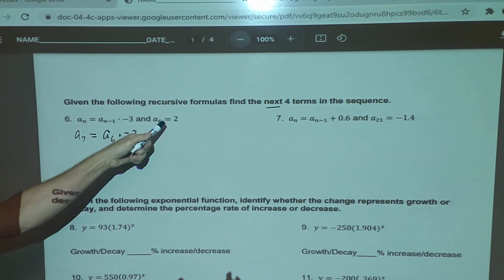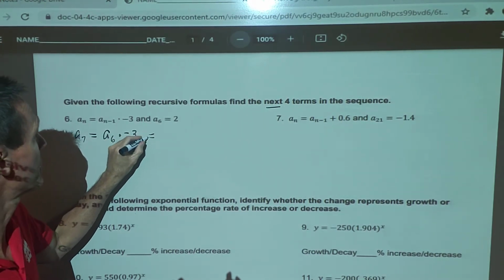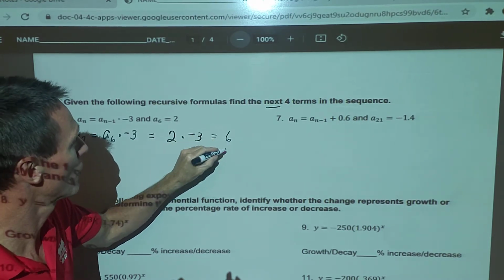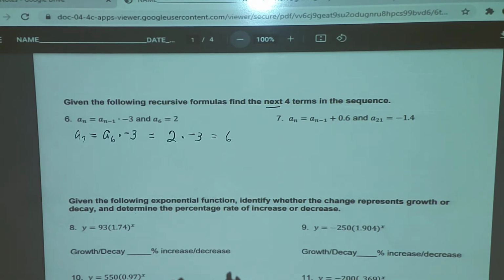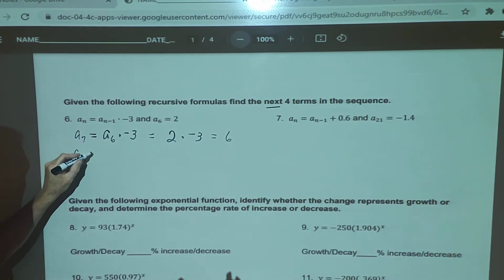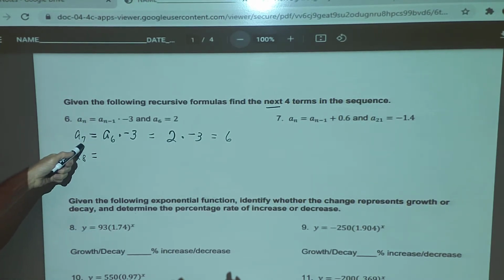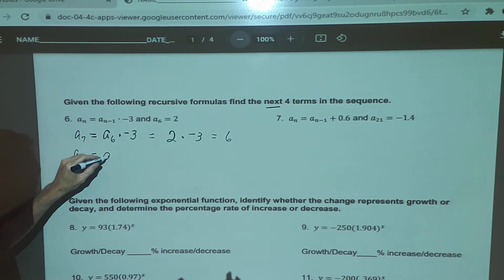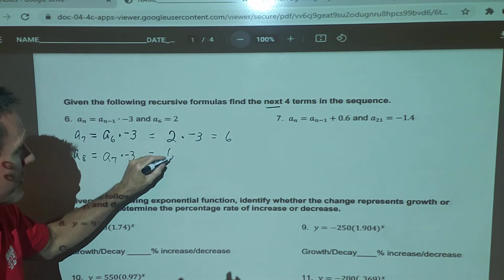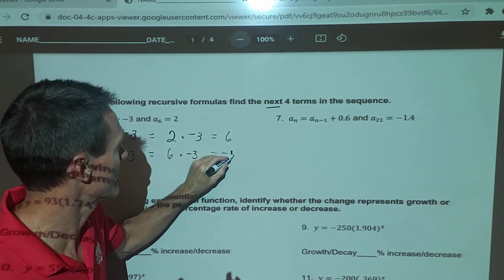If we look back at what the value of A sub 6 was, A subscript 6 equals 2. So that would be 2 times -3, which would give you 6. If we continue the next four terms, so after 7 comes 8. The term previous to 8, or 8 minus 1, would be 7. Well, if I look back at the 7th term, we had a value of 6. So the 7th term has a value of 6. We are multiplying each term by -3. So we get -18.